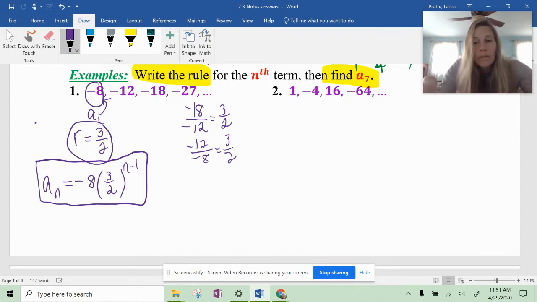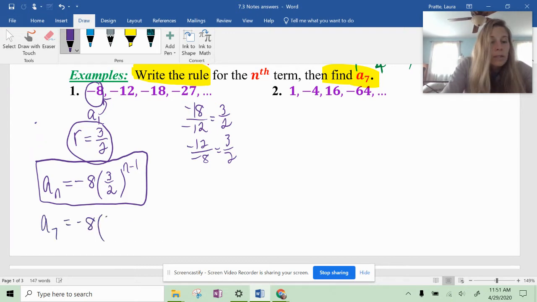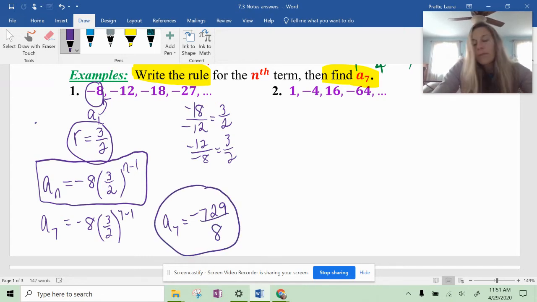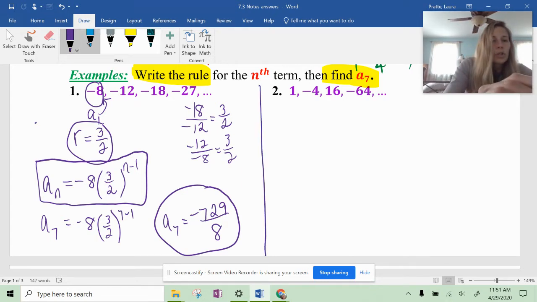So after we do that, we're going to find A sub 7. So all you're going to do is put in a 7 for your n value. So obviously, using the order of operations, right, you're going to do 7 minus 1, which is 6. Then you're going to do 3 halves raised to 6 and multiplied by negative 8. And obviously, you can do this on your calculator, but the answer would be 729 over 8. And if you have a decimal version for that answer, that's fine too, as long as you understand where we get that from.